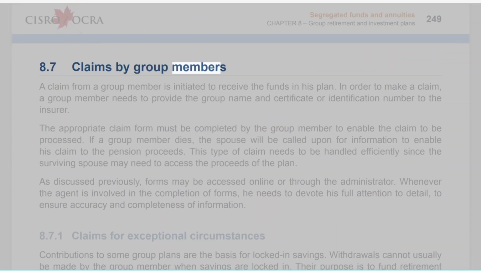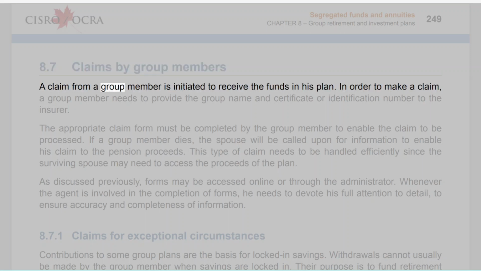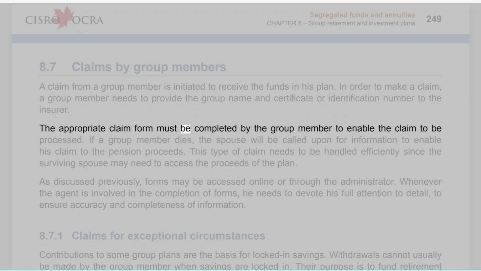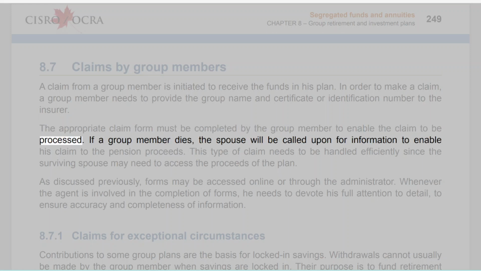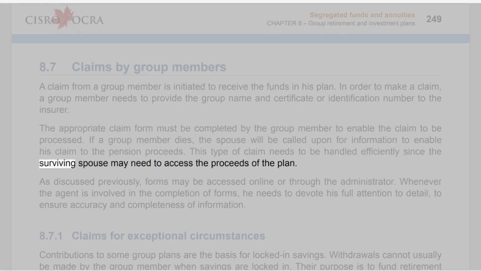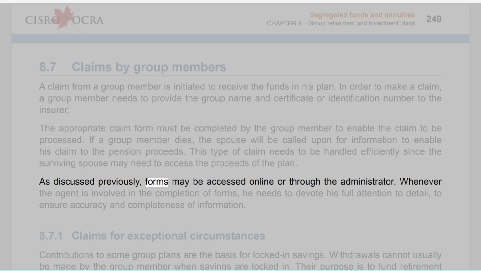8.7 Claims by group members. A claim from a group member is initiated to receive the funds in his plan. In order to make a claim, a group member needs to provide the group name and certificate or identification number to the insurer. The appropriate claim form must be completed by the group member to enable the claim to be processed. If a group member dies, the spouse will be called upon for information to enable his claim to the pension proceeds. This type of claim needs to be handled efficiently since the surviving spouse may need to access the proceeds of the plan. As discussed previously, forms may be accessed online or through the administrator.